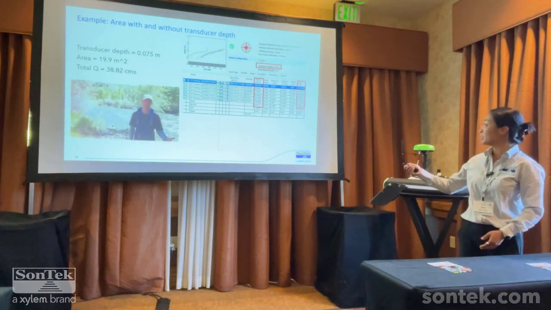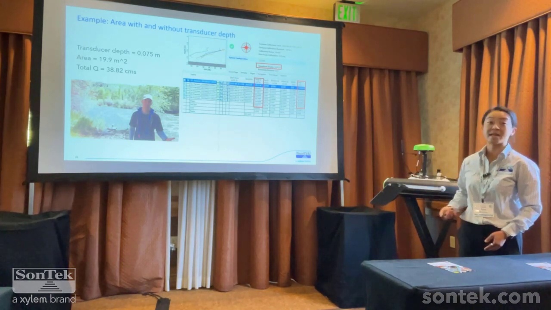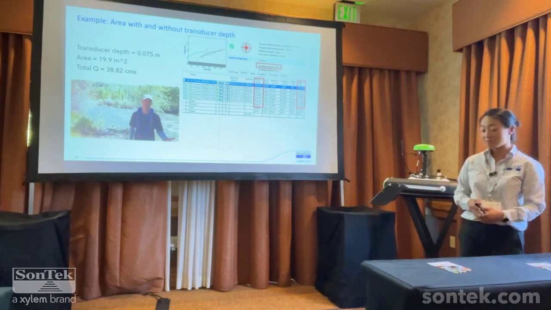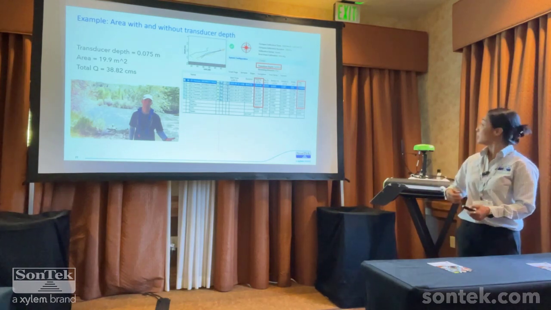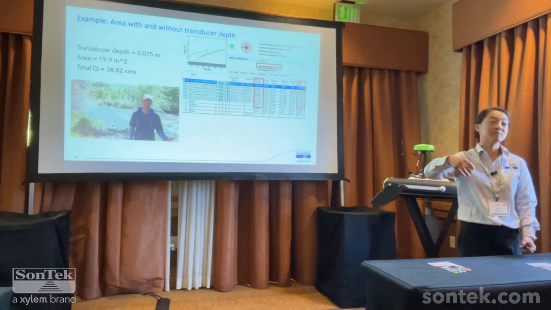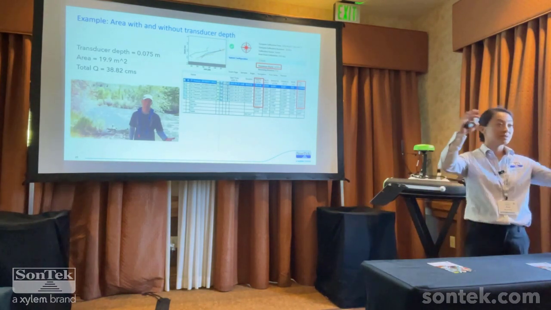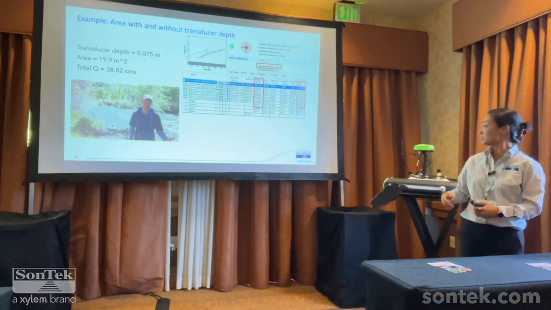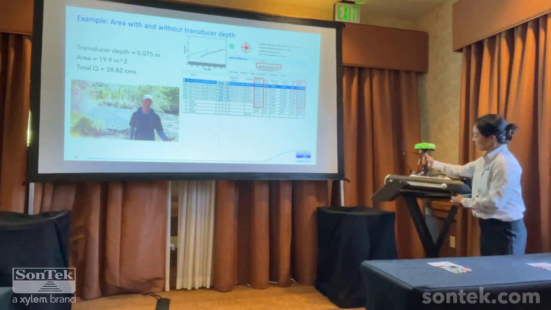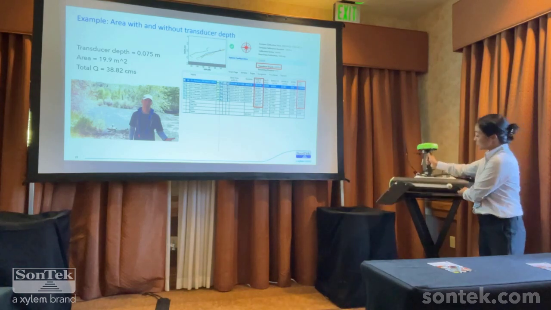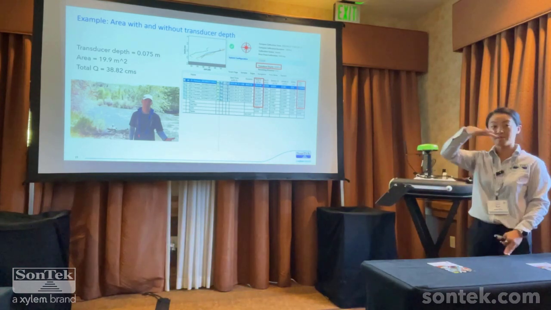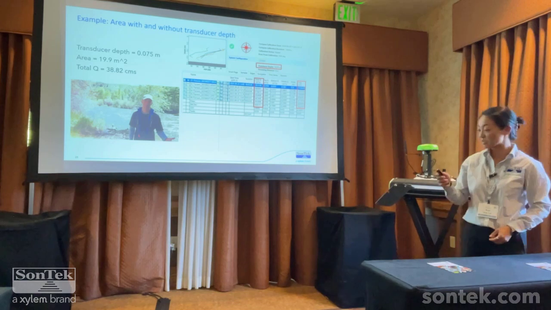Another data example here, we have a little bit deeper of a transducer depth, 7.5 centimeters. So you can actually physically lower that ADCP when you have situations where you have turbulent water, bubbles near the surface. Oftentimes it's helpful to actually lower the instrument as much as you can to get it lower to overcome all those bubbles at the surface.